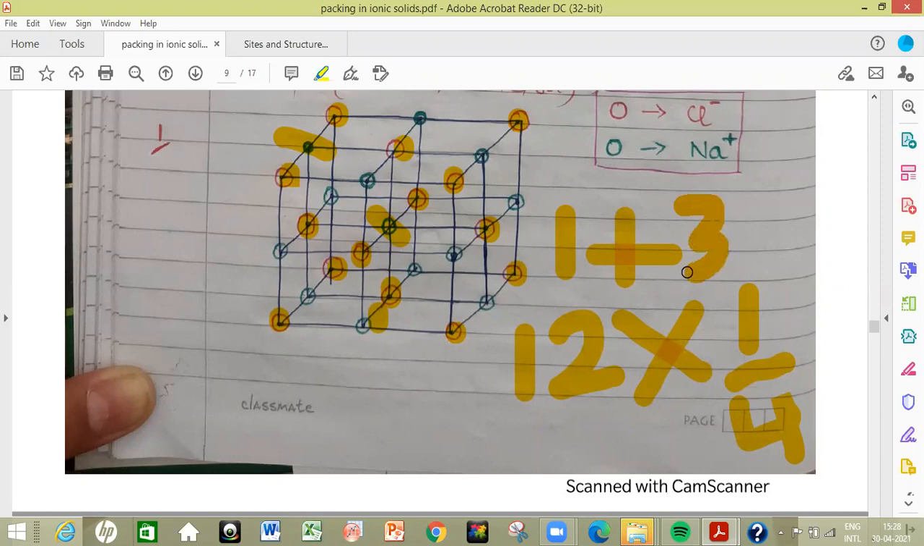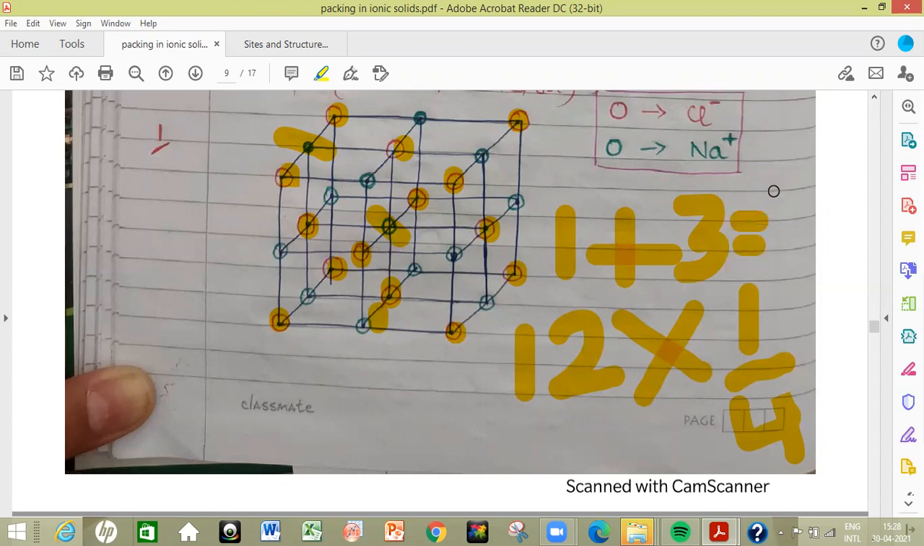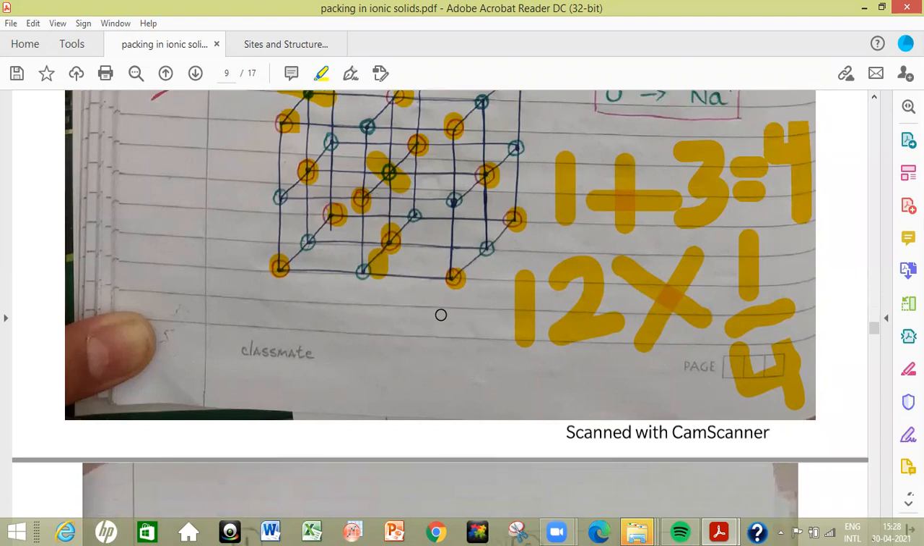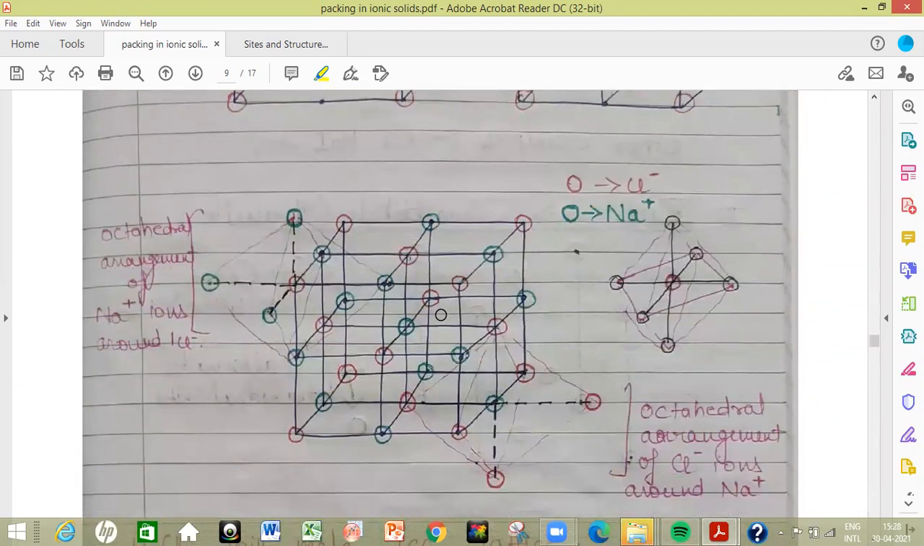So total number of sodium ions is going to be 4, and total number of chloride ions is also 4, as we have already discussed. So the ratio of cation to anion becomes 4:4, that is 1:1. And also we need to mention, while drawing the structures, we need to show how each sodium is surrounded by 6 chloride ions in the structure, and each chloride ion is surrounded by 6 sodium ions, and vice versa, we can say.